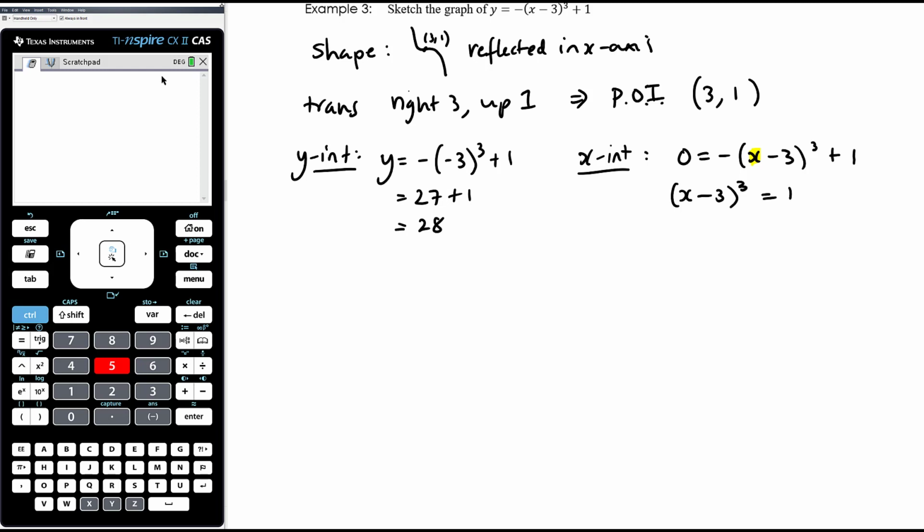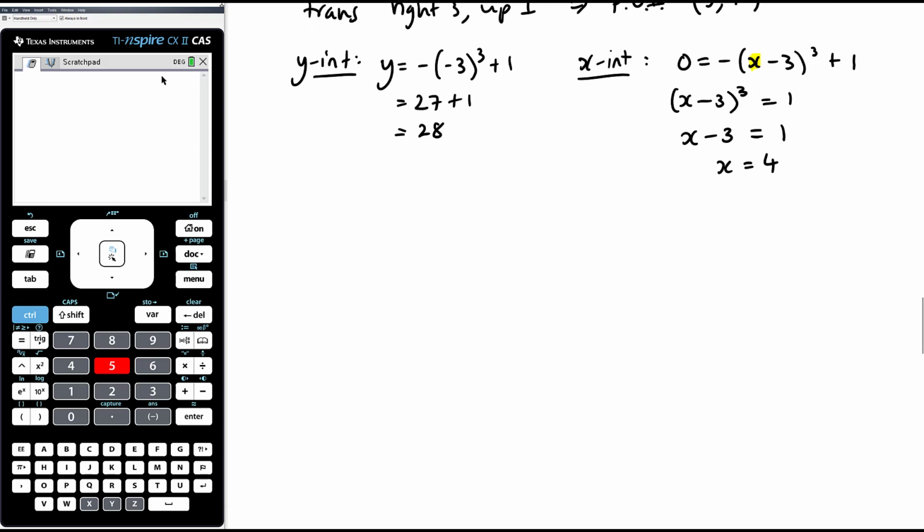We're going to take the cube root of both sides. Remember, when we take an odd root, we don't get plus minus, because the cube root of positive 1 has to be positive 1. The cube root of negative 1 would be negative 1. Alright, and then we're going to add 3 to both sides, and so x equals 4. Alright, so we've got all the information we need.